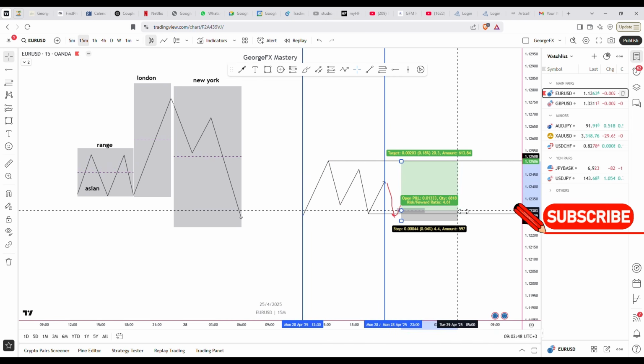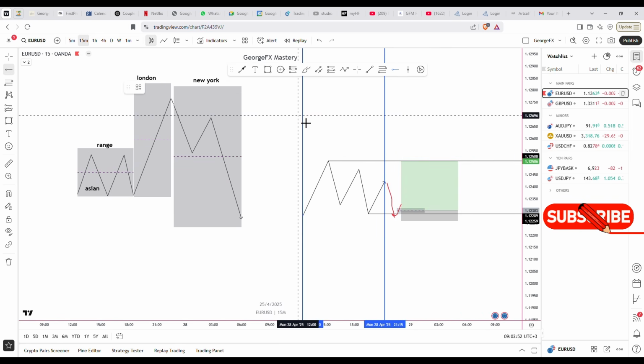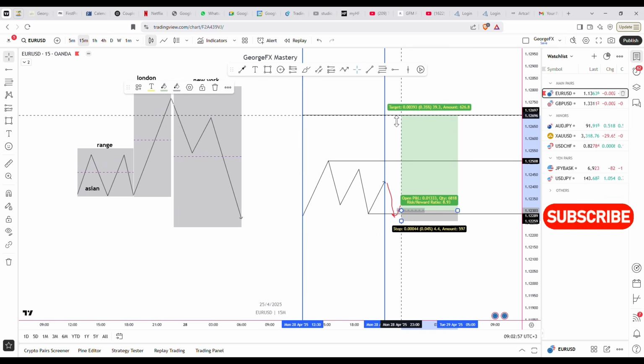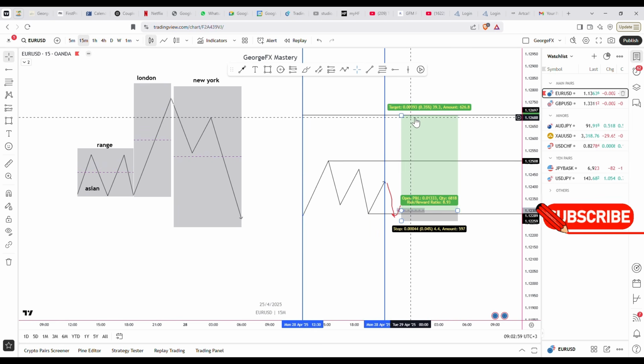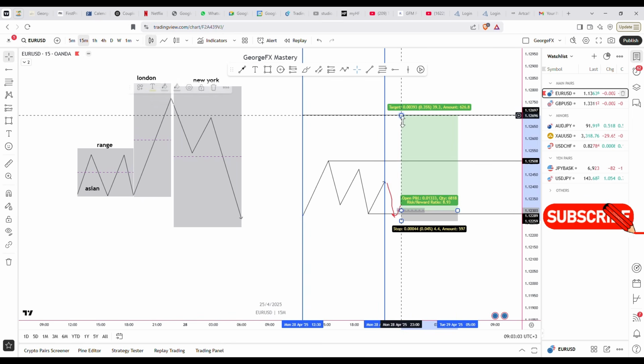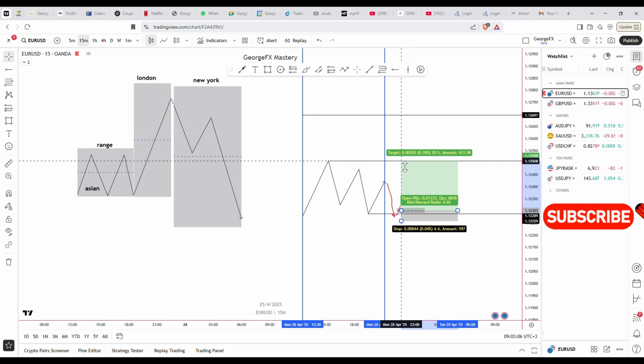The second one, of course, for the target, you can always have your target at the previous day high. Let's say the previous day high is around here. You can take your profits here and then also hold some more positions to that previous day high. Okay, you choose your target, choose how you want to make your money, basically.